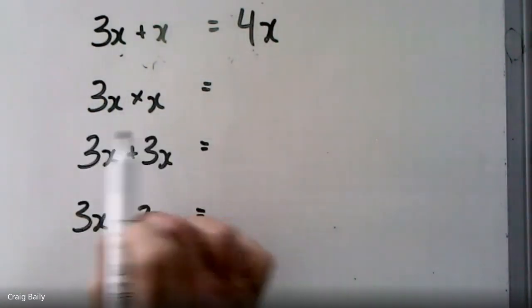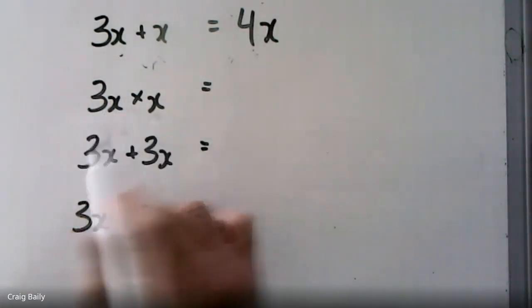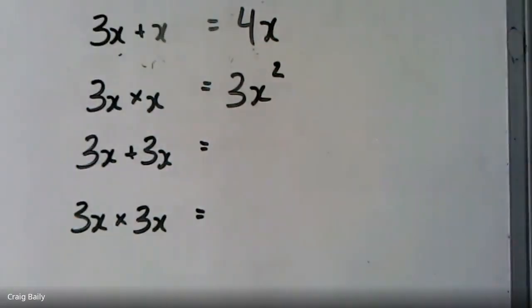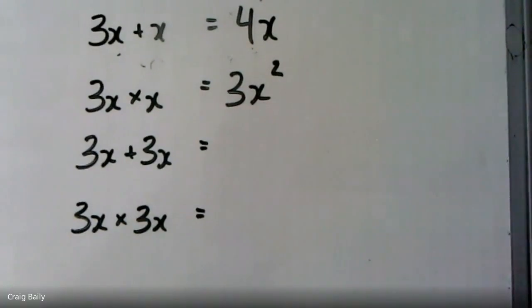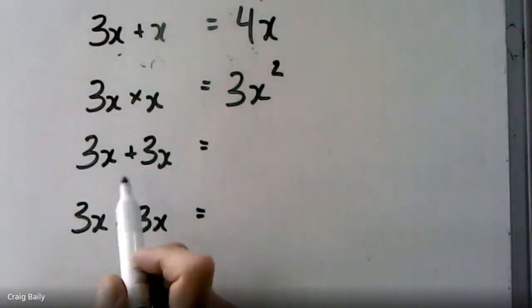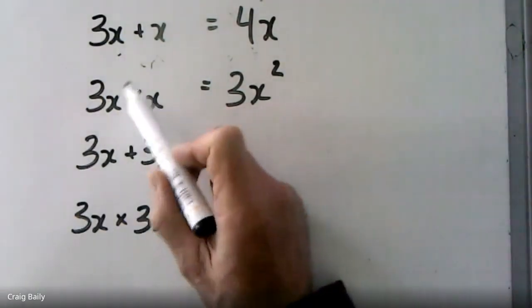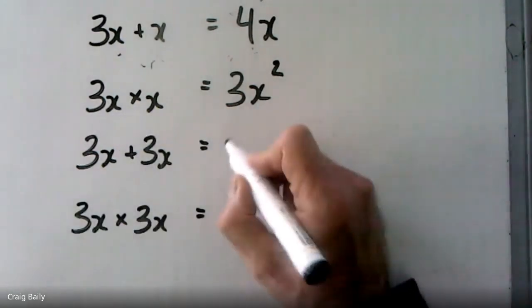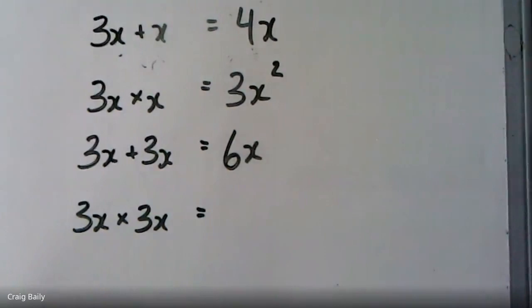3x times x. 3 times x will be 3x to the power 2, or 3x squared. 3x plus 3x. It's very important to notice whether we've got multiplication or addition. 3x plus 3x, we've now got 6x.